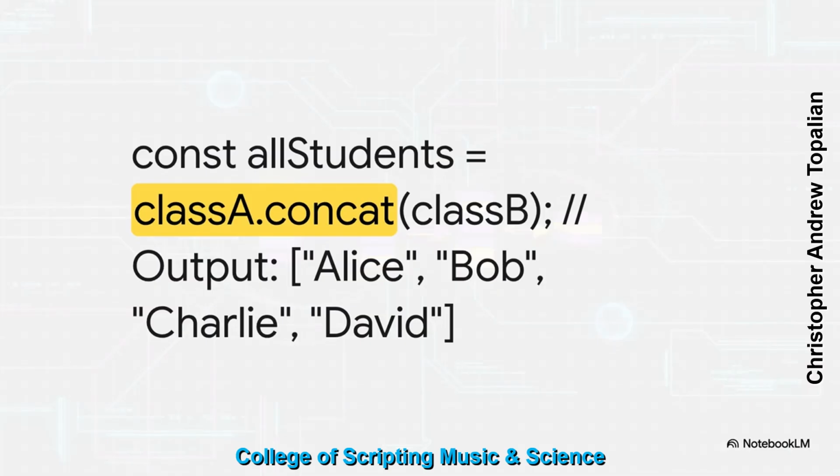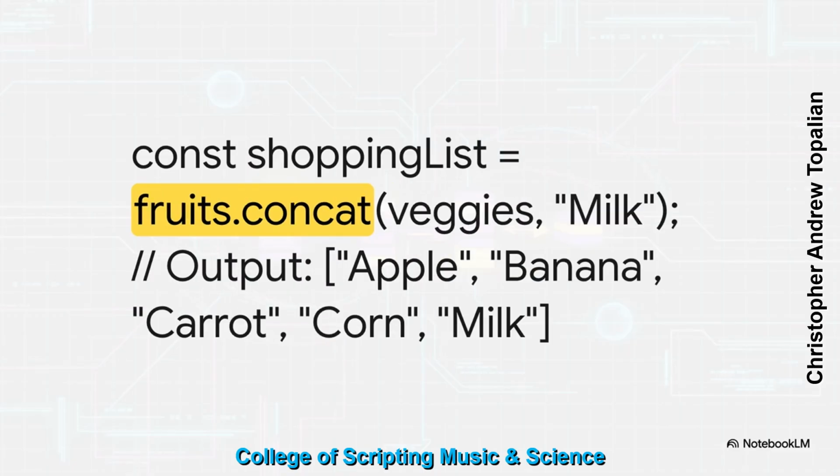Let's see this thing in action. So we've got two crew manifests, classA and classB. We run classA.concat(classB), and we make sure to save that result in a new variable, allStudents. And the output? Well, it's exactly what you'd hope for. One single new array with all the names in order. Super clean.